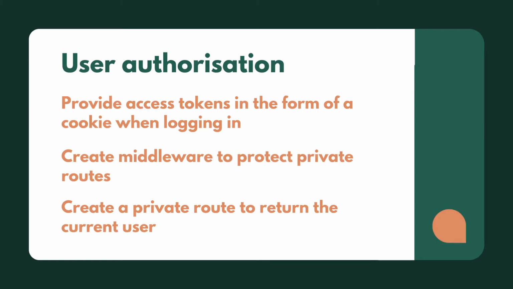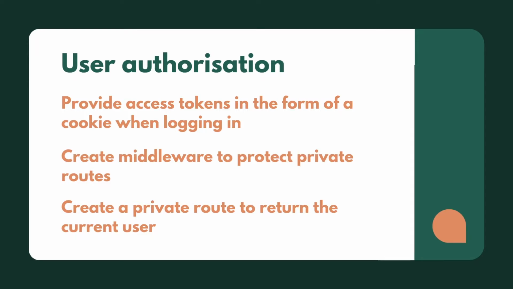So in this lesson, we're going to take a look at user authorization. We're going to provide some access tokens in the form of a cookie when we're logging in. We're going to create some middleware to protect private routes on our API, and we're going to create a private route to return the current user. So the private route will only allow users who are logged in and authorized to access the route and the data. So we're going to take a look into that today.